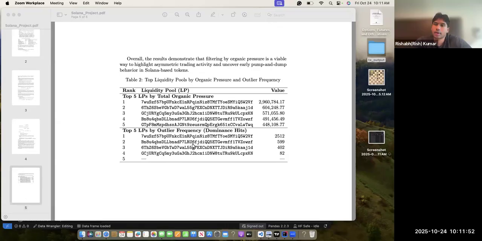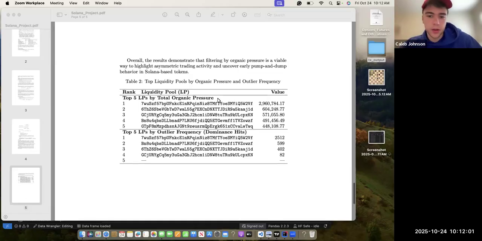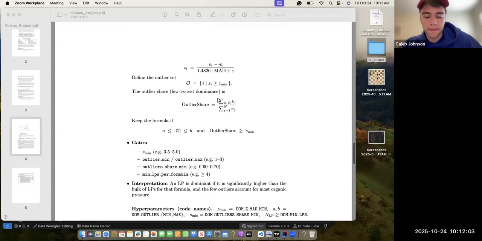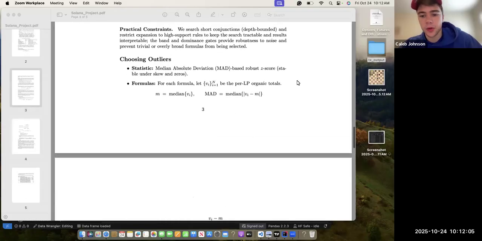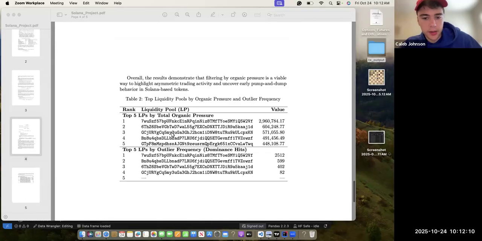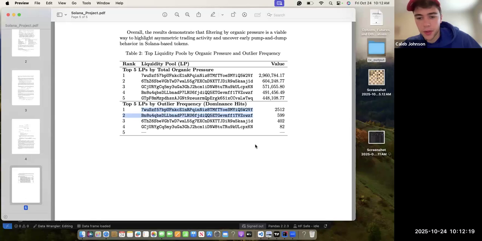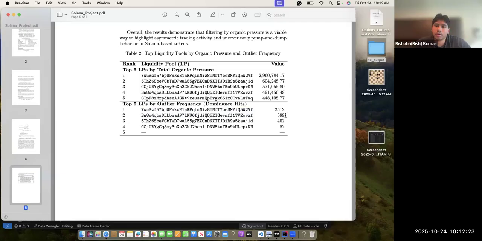Okay, and then the top five liquidity pools by outlier frequency. Based on the formula above, if it detects a liquidity pool as an outlier, that's a hit. It was interesting, the two liquidity pools that were actually pump and dumped were the leaders in this category. So the results aren't nothing.